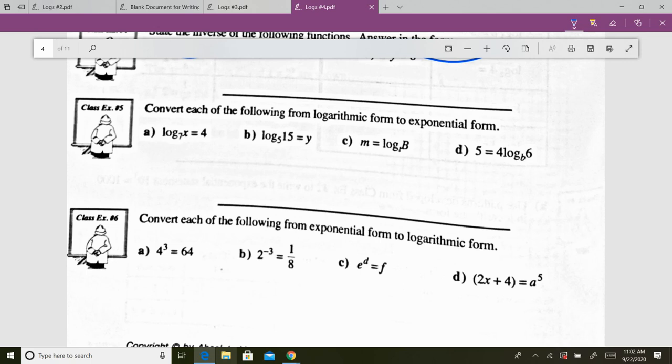We're going to write each of these in exponential form. So the first one, what is my base? 7. So it should be x is equal to 7 to the power of 4. What's the second one going to be? Exactly. 15 is equal to 5 to the power of y. So that moves over there. That's really what you're doing. This base is moving over here and kicking up that. So in this one, we're going to get t to the power of m is equal to b.